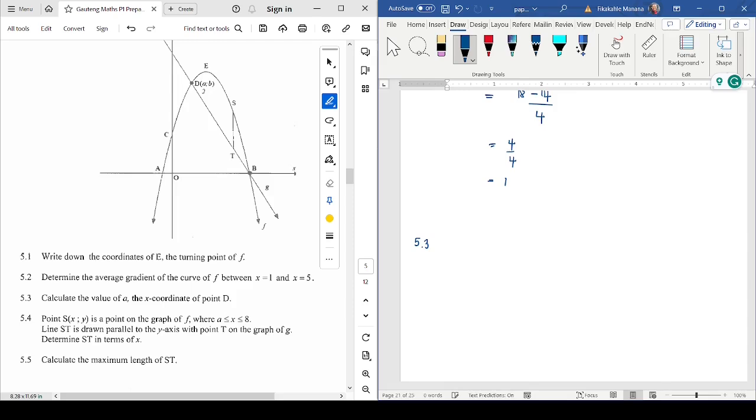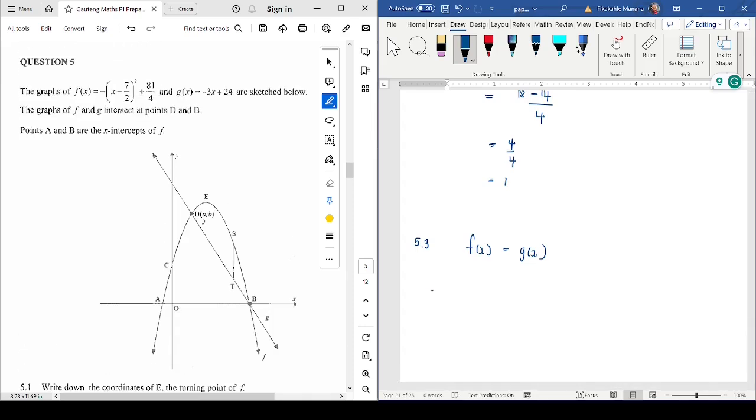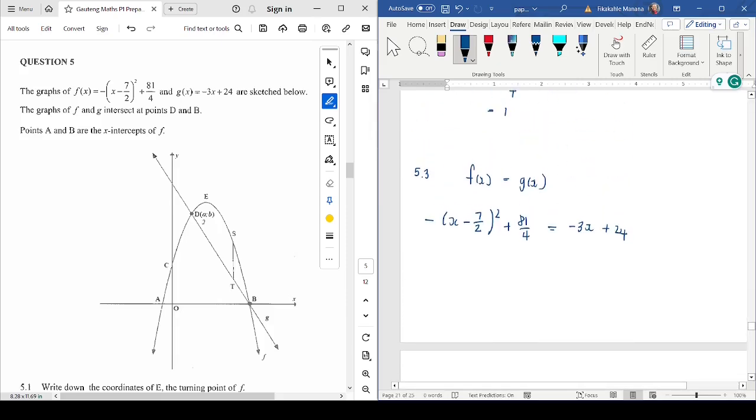Now let's go to 5.3. It says calculate the value of A, the x-coordinate of point D. As we said before, D is an intersection between f and g. So that is where your graph of f is equal to your graph of g, and we need the x-coordinate there. So we're basically going to solve for x. We have our equation for f and our equation for g. Let us just simplify f for a moment.